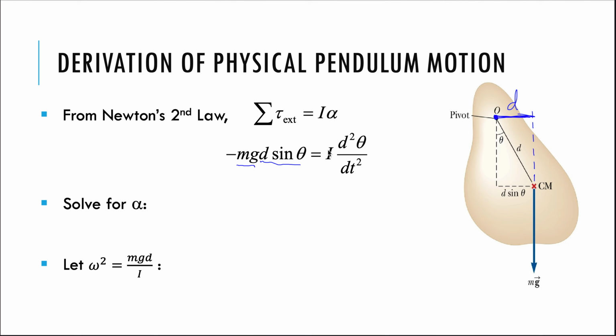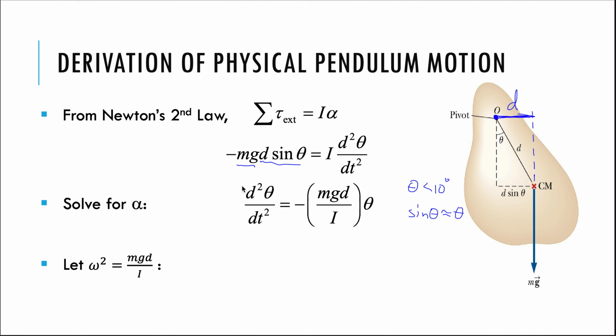And this is equal to I times the angular acceleration, which we can write as the second derivative of the angular position. Now we're just going to solve for the angular acceleration, so we're dividing everything by I. We're also making the same small angle approximation that we made for the simple pendulum. For small angles, typically angles smaller than 10 degrees, sine of theta is approximately equal to theta. So that's where our sine of theta became theta when we solved for the angular acceleration.